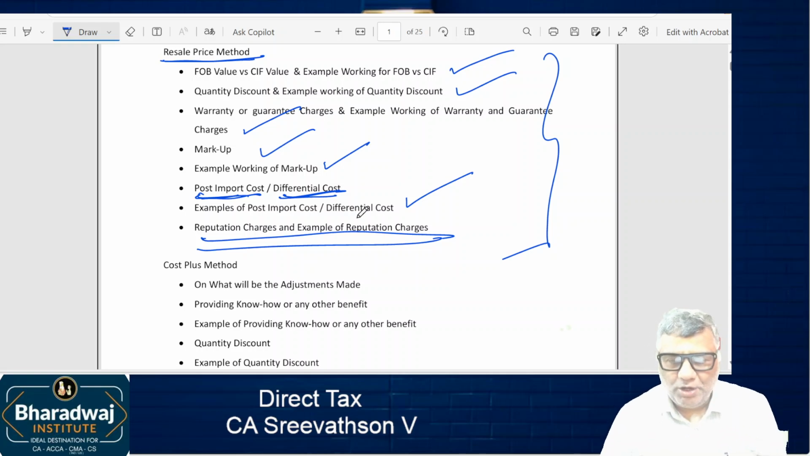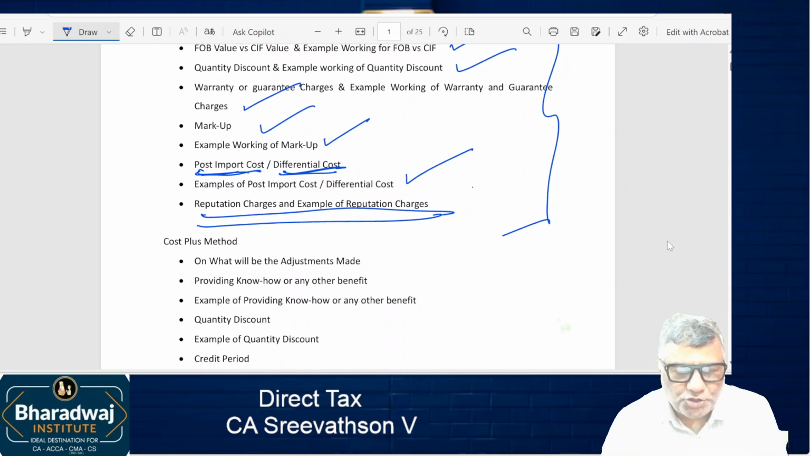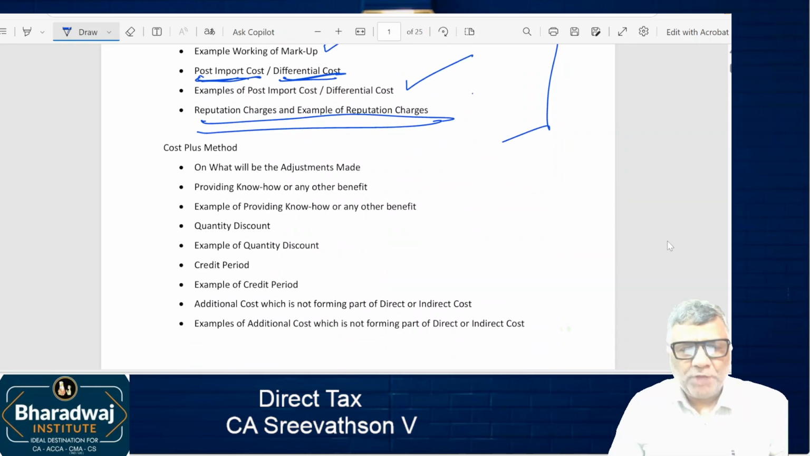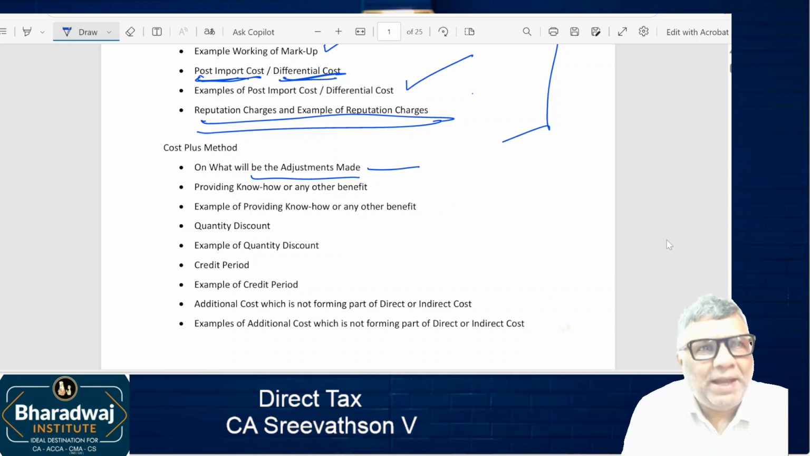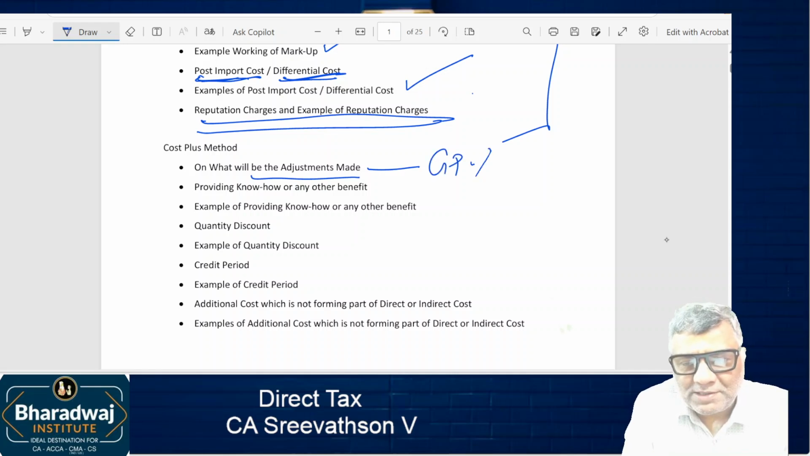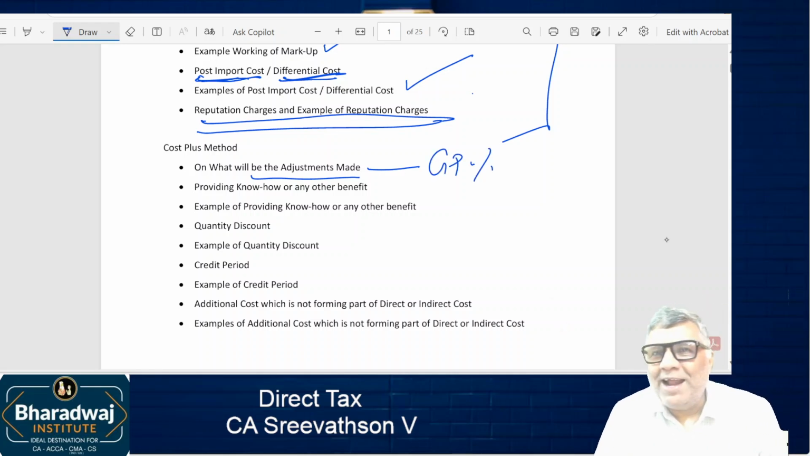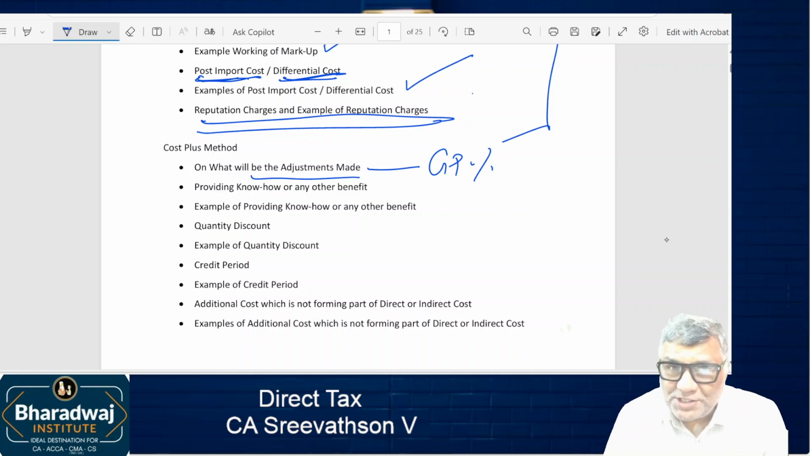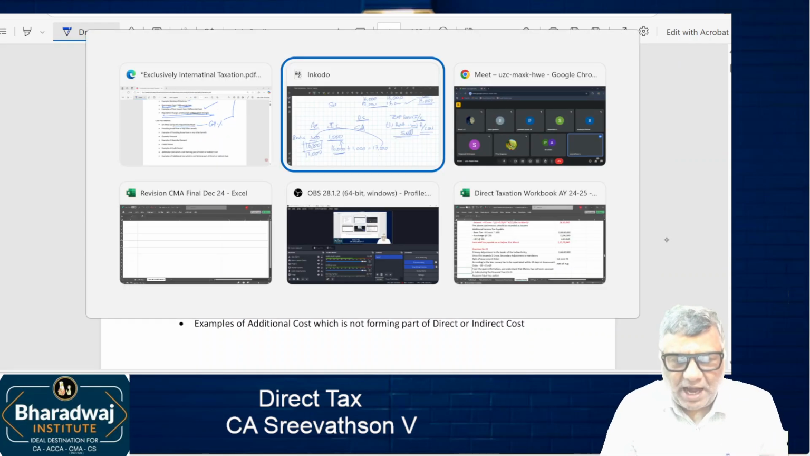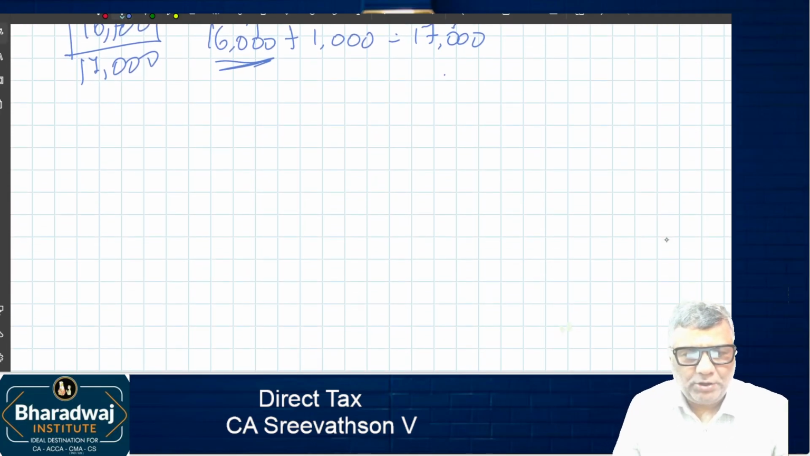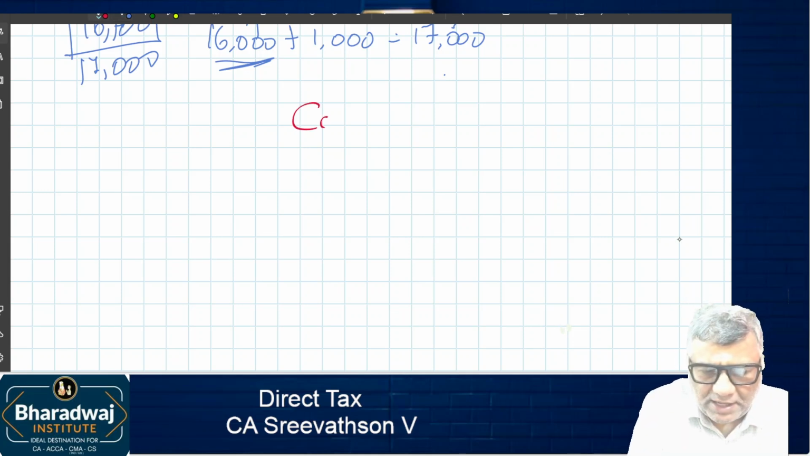Okay. Now I go for the cost plus method. On what will the adjustments be made? On gross profit percentage. All adjustments in cost plus method will not be made on price, will not be made on sale value, but it will be made on gross profit percentage.